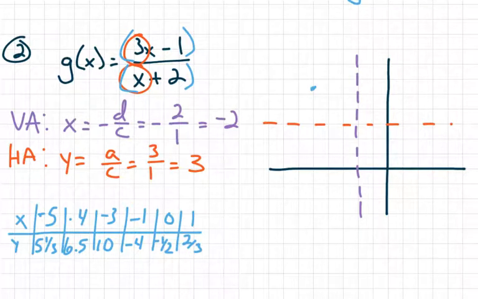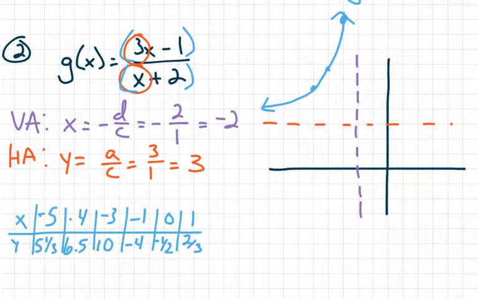Negative 4, 6.5. So 1, 2, 3, 4, 5, 6 and a half is about there. Negative 3, 10. So 6 and a half, 7, 8, 9, 10. We can't get it in. It's way up there. So we can kind of see the general shape of our hyperbola. The general shape of this branch looks like that. Okay. So now for the other side, negative 1, negative 4.